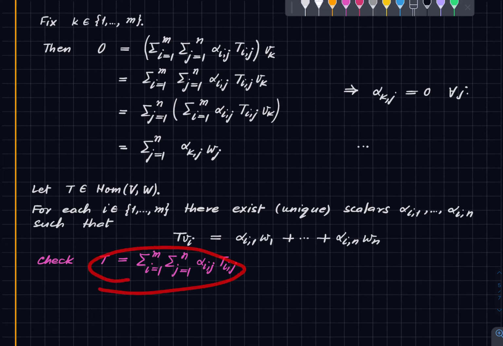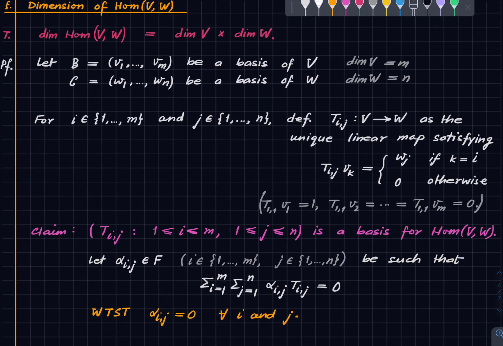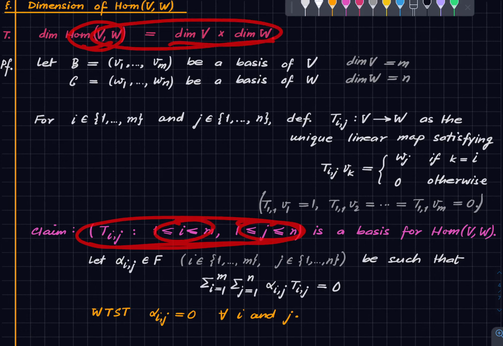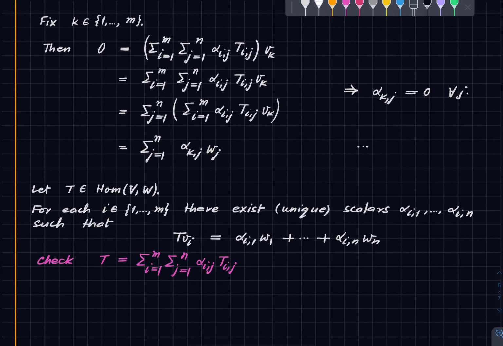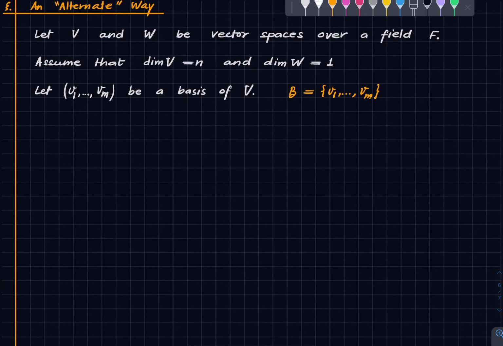So this shows the spanning property also, and hence we have proven that the dimension of this is the same as the size of this list, but the size of this list is m times n, and hence we have established this theorem. Okay, so that's that. But I want to also offer another perspective, which is essentially the same thing as we did just now, but it is still informative in my opinion.